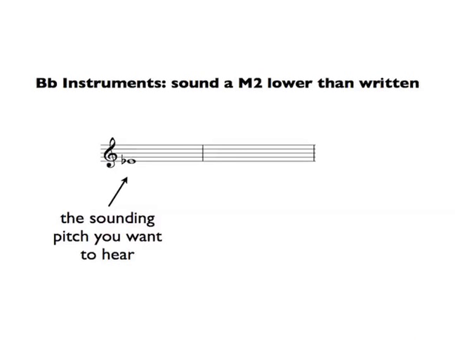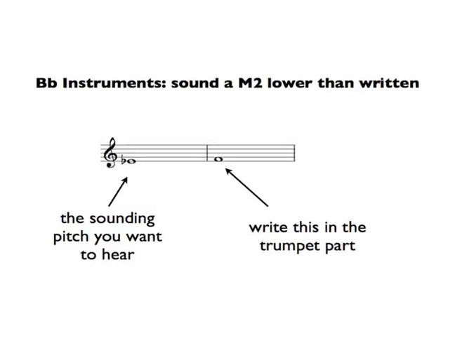Now let's go the other way, but keep doing this with your hands. Sounds lower than written. What if you want a trumpet player to sound a pitch E flat? What would you write? Well, let's see. Sounds lower than written. The sound's in E flat. The sound will be a major second lower than the note you have to write on the trumpet part. So what pitch is a major second higher than our sounding E flat? Well, if you said F, you win again. If you didn't say F, then you need to go back to the start of this video and go through it again. And I'm serious about that.